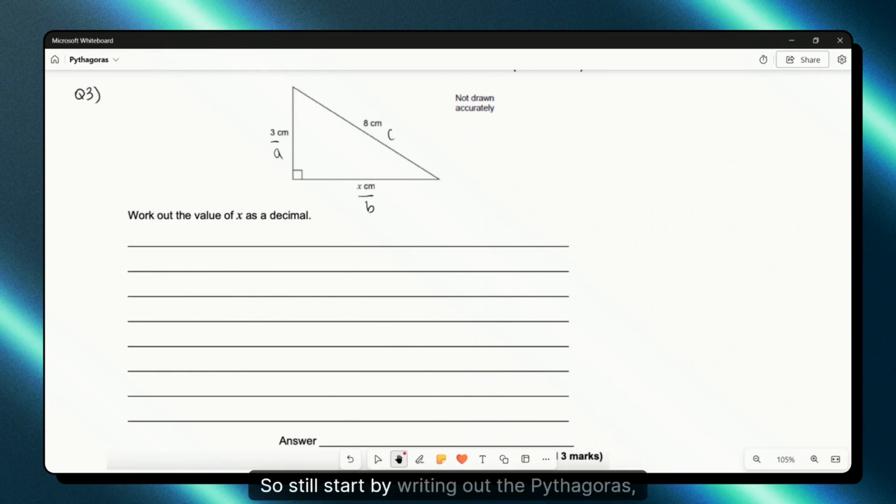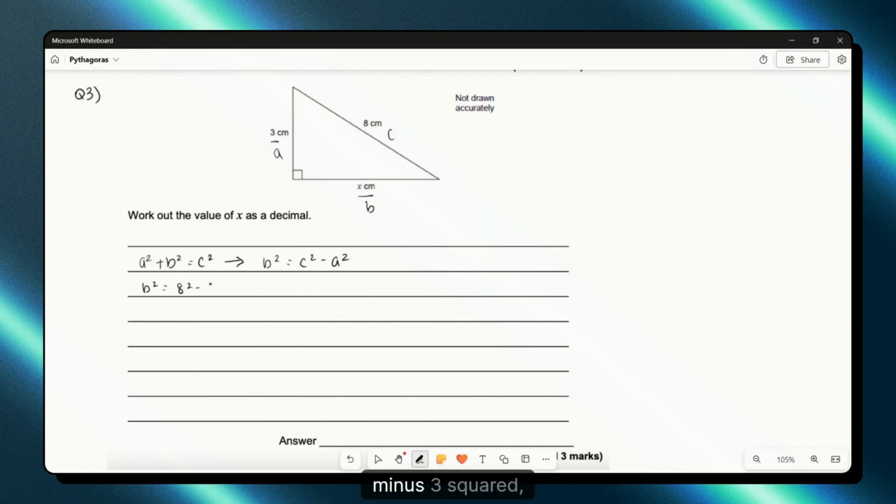So still start by writing out the Pythagoras theorem, which is a squared plus b squared is equal to c squared. Now, because we're given values for a and c, we want to find b. So you simply do that by bringing a to the other side. So we're left with b squared is equal to c squared minus a squared. Now, subbing in our values, we have b squared is equal to 8 squared minus 3 squared, which is equal to 64 minus 9, which is 55. So therefore, b squared is equal to 55. Now, as said before, to work out the value of b, you need to square root the answer.